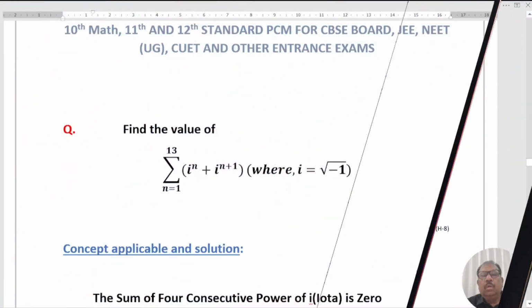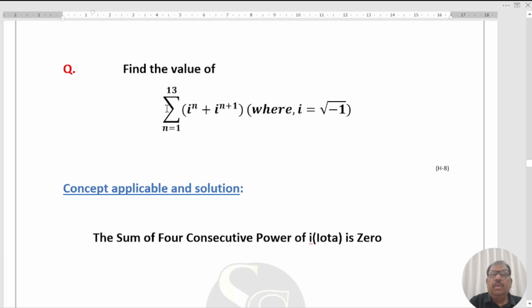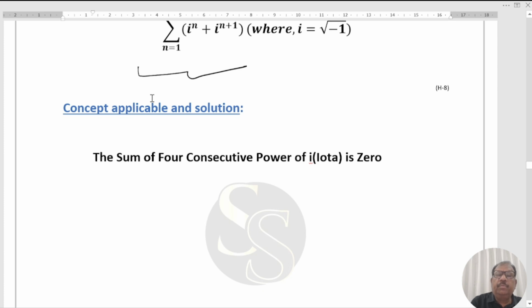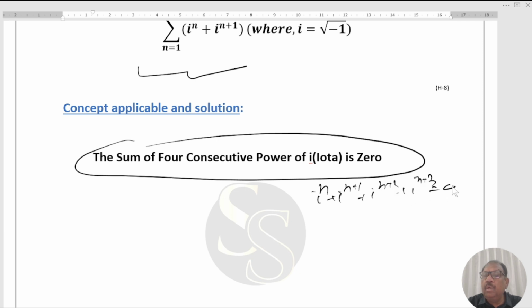Right. Next question. Question is find the value of summation n equal to 1 to 13 of iota^n plus iota^(n+1), where iota is under root -1. Concept applicable in the solution: this property will be applicable, that is iota^n plus iota^(n+1) plus iota^(n+2) plus iota^(n+3) equals 0. Discussed in detail in the previous question.